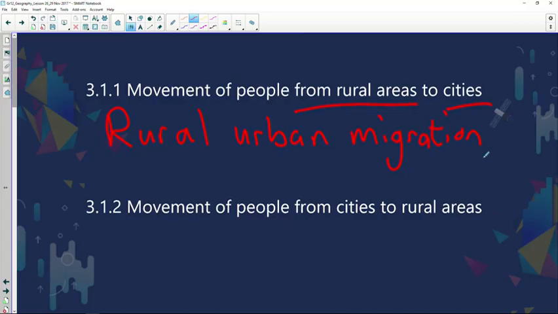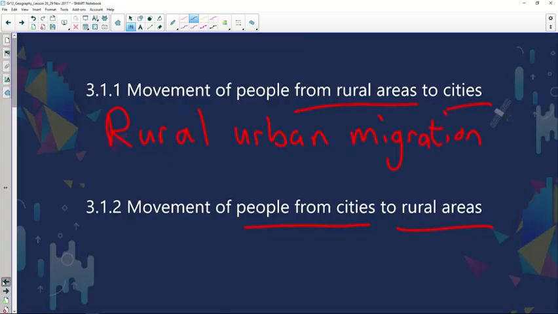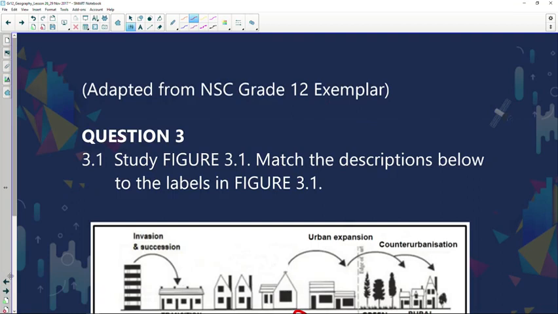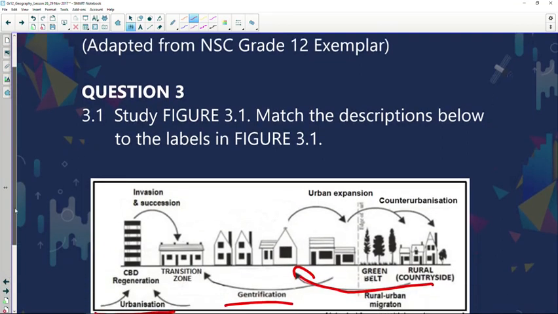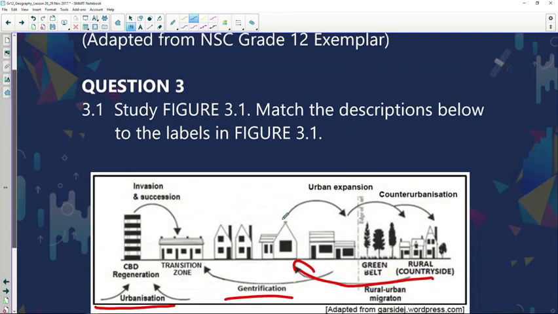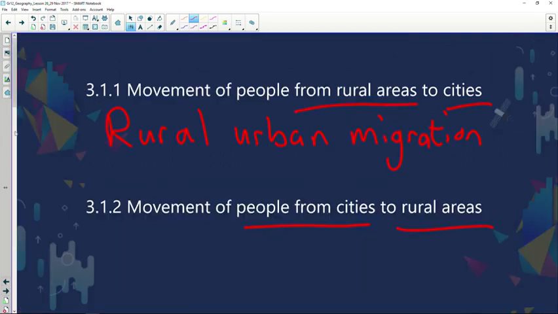Now, the movement of people from cities to rural areas, so that's people moving away from urban areas to rural areas. Let's quickly go and have a look at the diagram over there. If you can see over here, people move from the urban areas to the rural areas, and the correct answer will be counter-urbanization. That will be the correct answer.